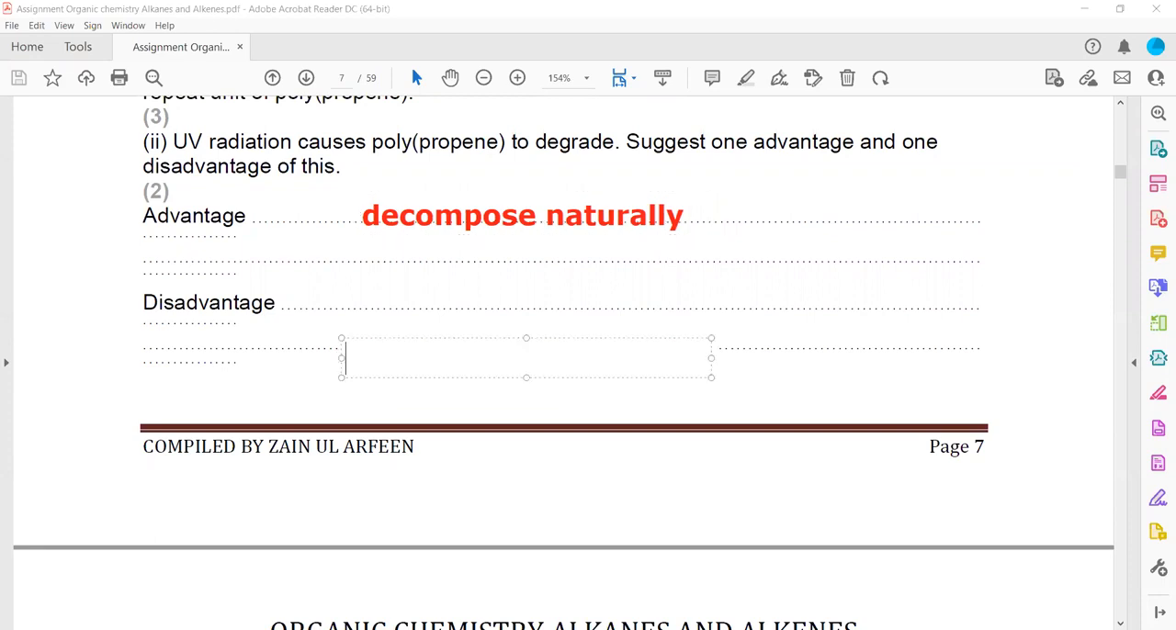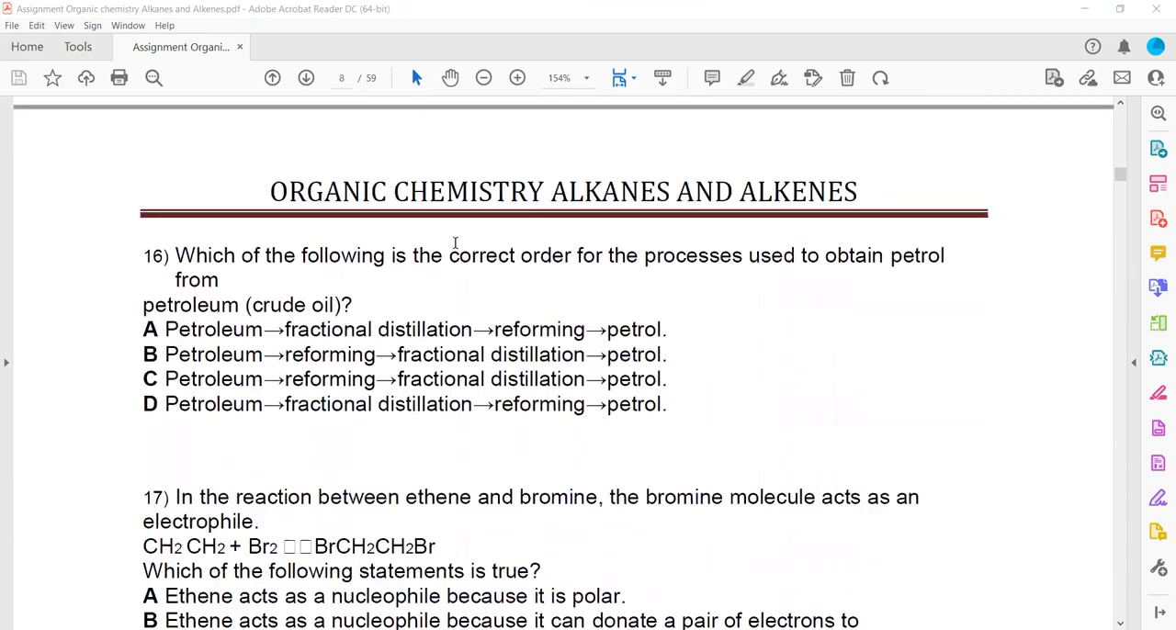So it does not take up space in a landfill. But the disadvantage is we cannot use it outdoors. As I mentioned, if it is exposed to UV radiation, it will start to degrade. So we cannot use it outdoors, or it cannot be recycled or reused, and it starts to decompose when exposed to bright light.